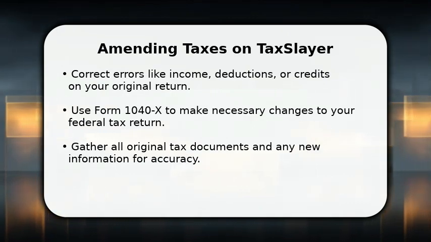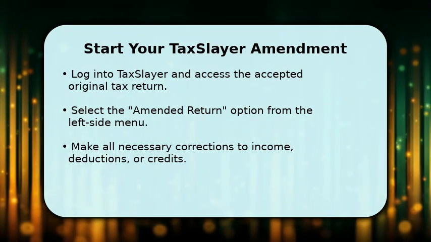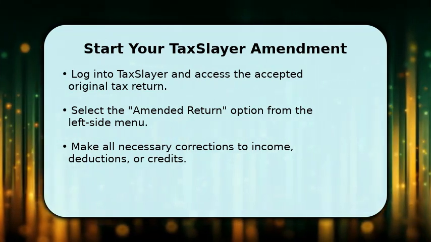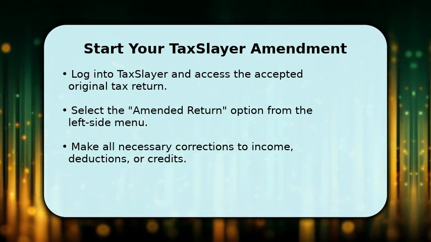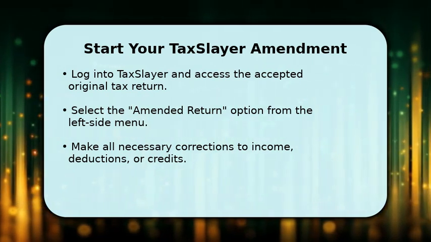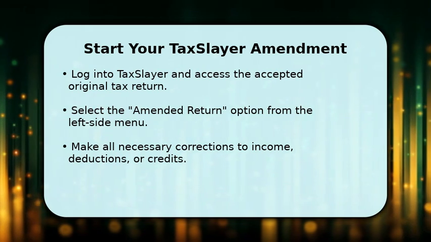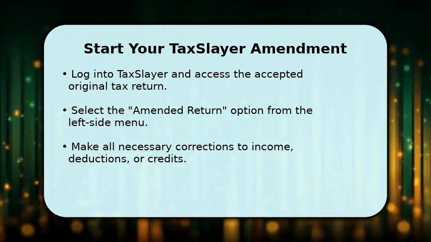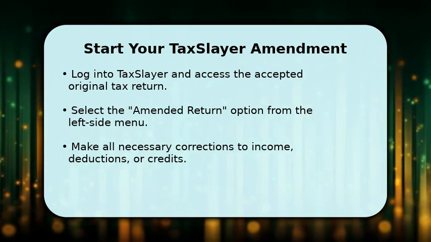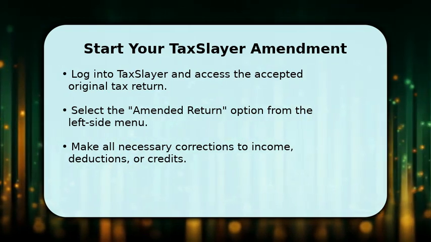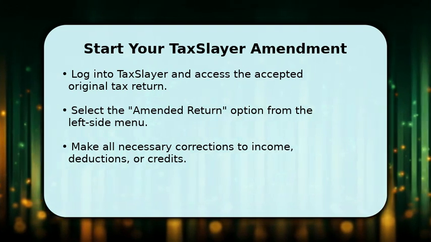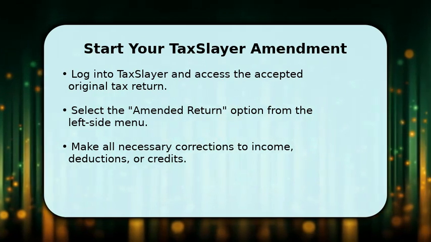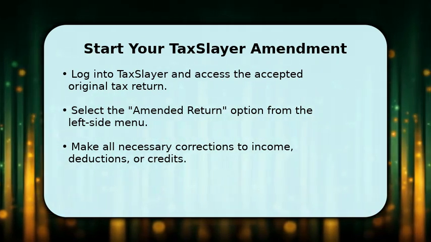to the IRS. To begin, log into your TaxSlayer account and locate the accepted return you need to amend. It's crucial to have a copy of your original return for reference. Once inside the return, navigate to the amended return section, usually found on the left side menu. Here, you'll enter all the new or corrected information, such as adding a forgotten Form W-2 or adjusting a deduction amount. TaxSlayer will help populate Form 1040X with these changes.